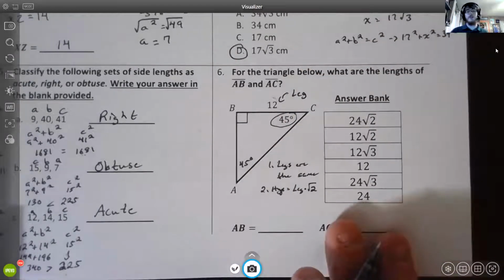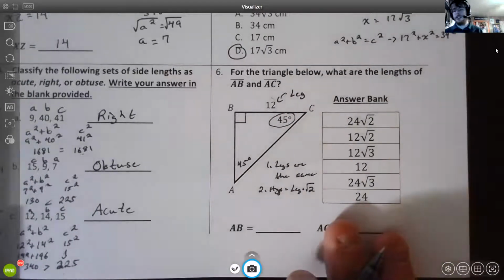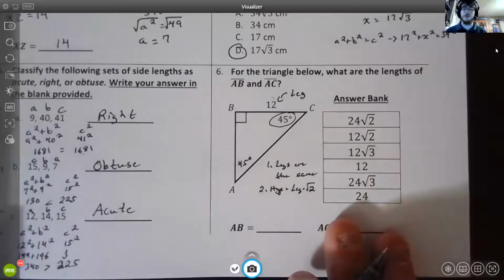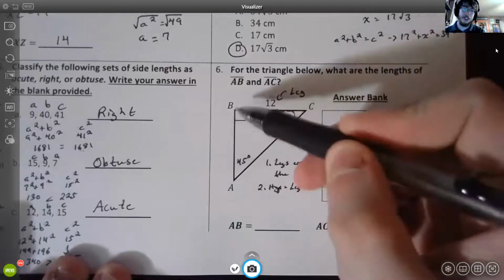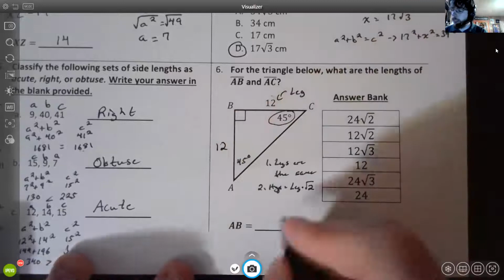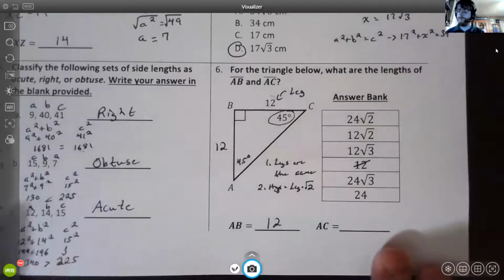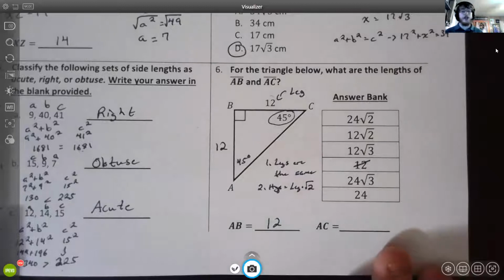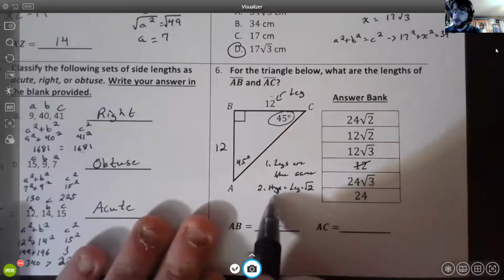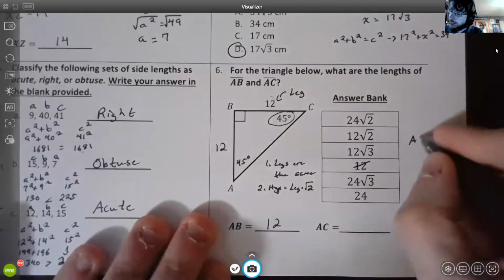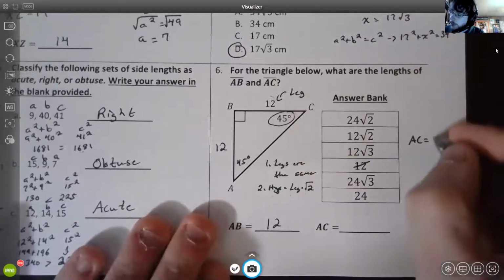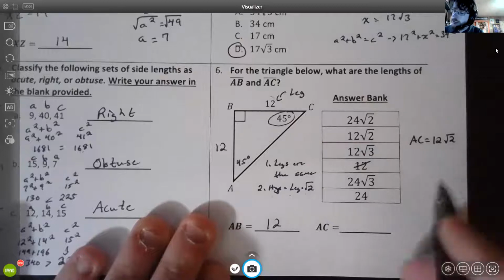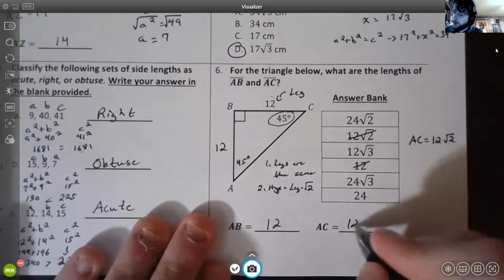And since we're dealing with the 45, 45, 90 triangle, since we already know one leg, we know what the other one is. They have to be the same, so we know that the other leg is 12, and our other leg would be AB. So AB has to be equal to 12. Then how are we going to figure out what AC is? Well, AC is our hypotenuse, and we're going to use the second formula. So AC is equal to the leg times root 2. Our leg is 12 times root 2. So AC is just 12 root 2.